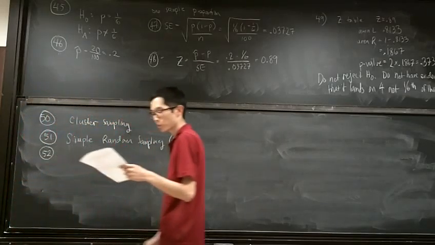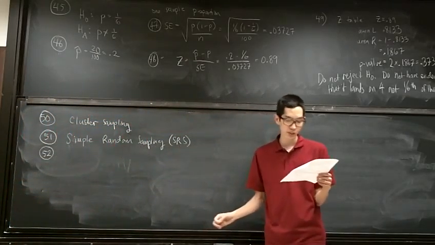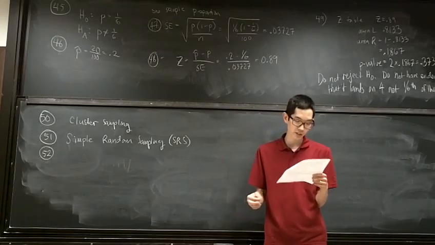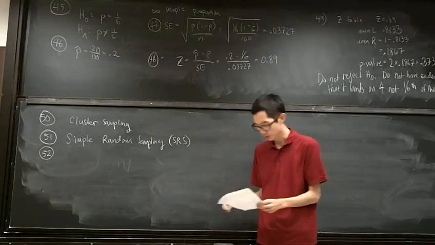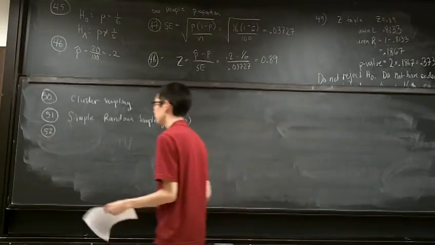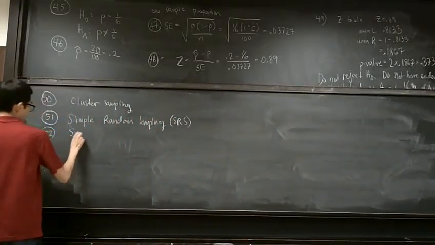52. A toll bridge wants to survey the drivers who use the bridge. Instead of trying to ask all the drivers, they decide to stop every 10th car, and they ask for the driver's opinions. What's that? That's systematic sampling.